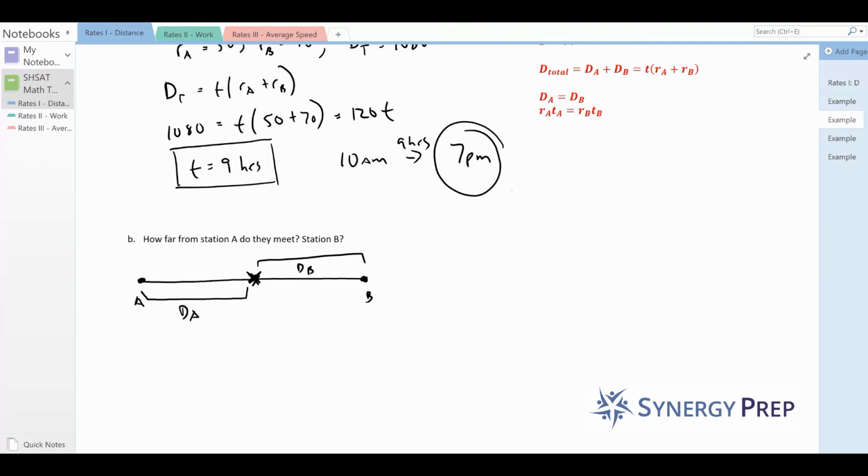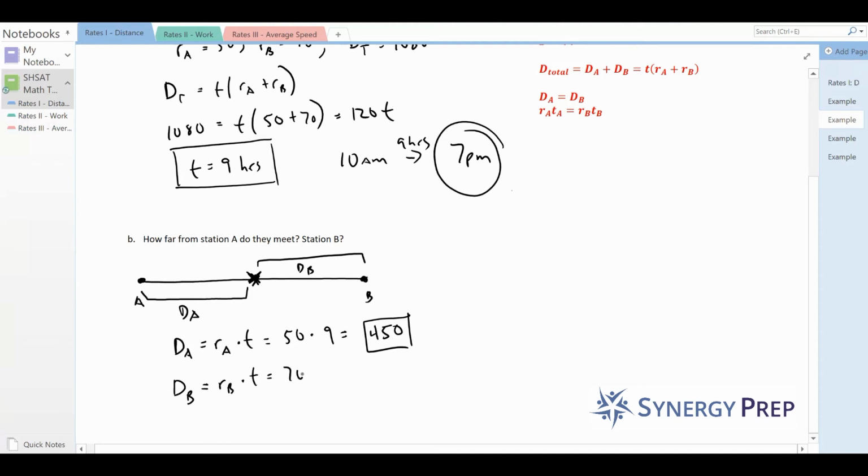Well, we'll just be plugging in dA equals RA times T. RA is 50. Time is, as we found, 9. That gives us 450 miles. We can do the same thing for dB. It's RB times T, which is equal to 70 times 9, which is 630.